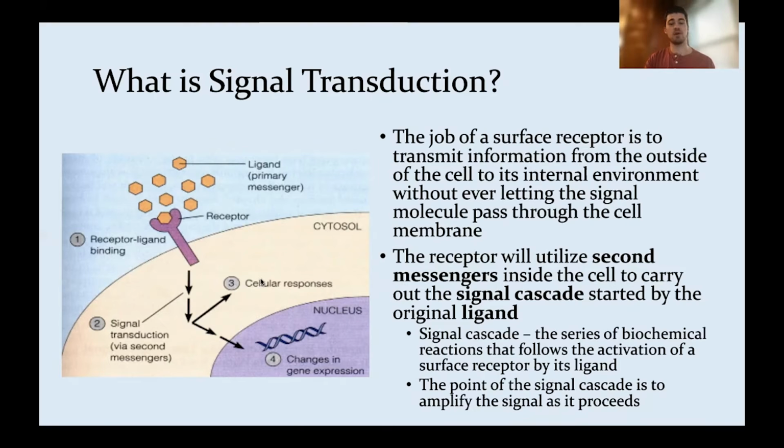Oftentimes the response is a change in gene expression, because when we're talking about this, and especially when we're talking about cancer cells later, we're really talking about changes in gene expression that regulate cell proliferation and cell growth. Those are super important things to keep in check, but they're also super important things to make happen as quickly as possible. So signal transduction allows us to do that.